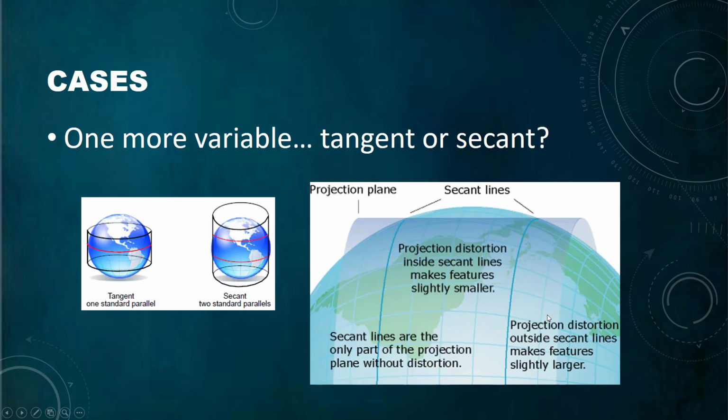Just to make things complicated, we add one more variable, and that's case, right? So you have type, aspect, and case is how you define your projection. And case has to do with basically how many places it's touching the Earth. So in tangent case, for example, with our cylinder here, tangent case, we're touching at the equator. Secant case, and I know it's going to be really hard to see on the screen here, is kind of squished in a little bit, and so the Earth is sort of bulging out in between.